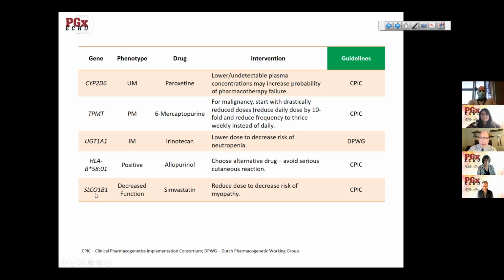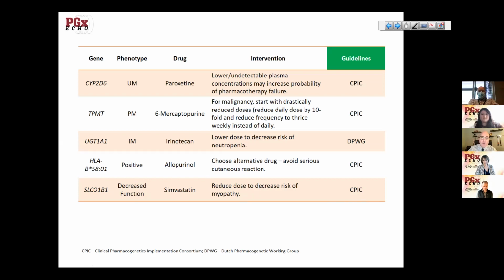And then finally, I thought I would put in an example of a transporter. So this is not a drug metabolizing enzyme, but it's a transporter, SLCO1B1, which recently was updated in the PharmGKB database. We saw information on that this week. It's decreased function, and patients who have decreased function SLCO1B1 can't take simvastatin into the liver as readily. That drug then is available in higher concentrations to go elsewhere, like the muscle. And so what you need to do is reduce the dose to decrease the risk of myopathy, and that recommendation comes from CPIC.